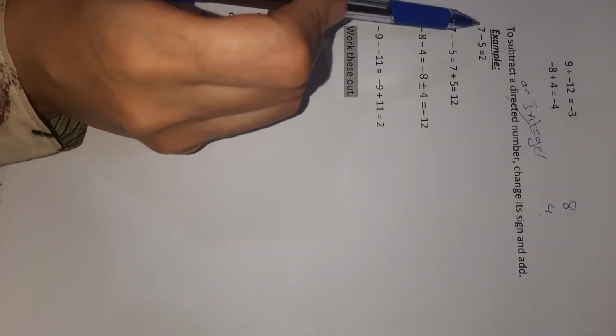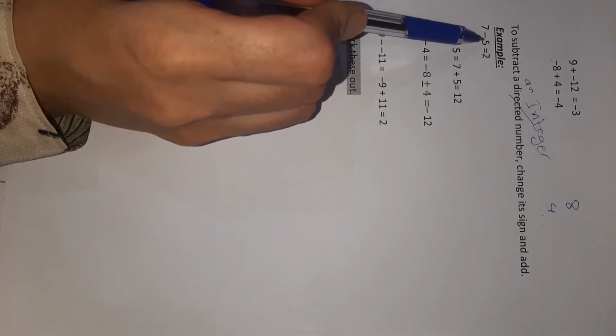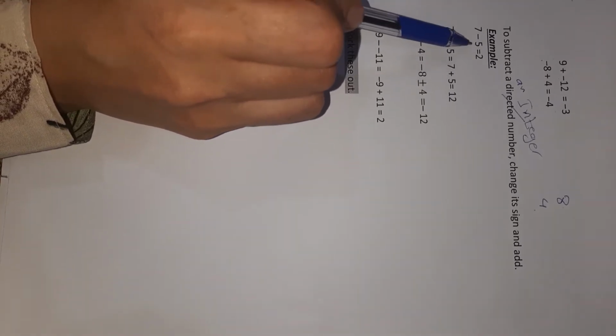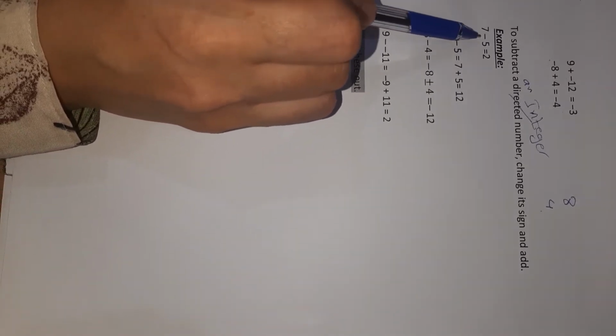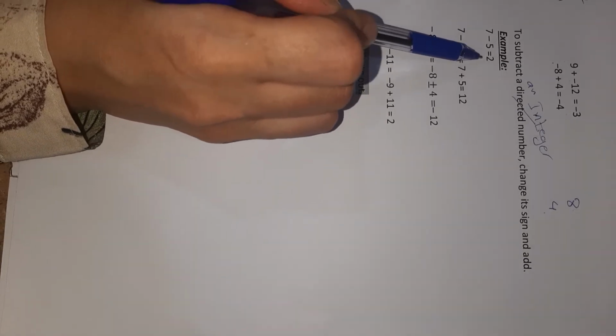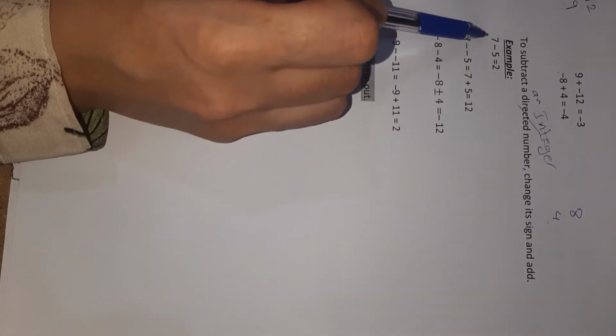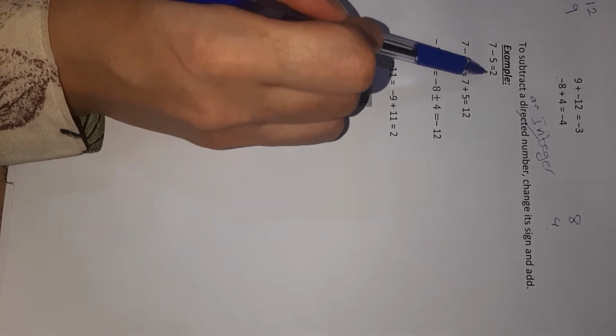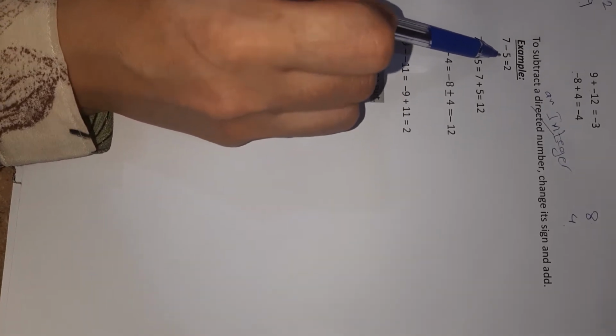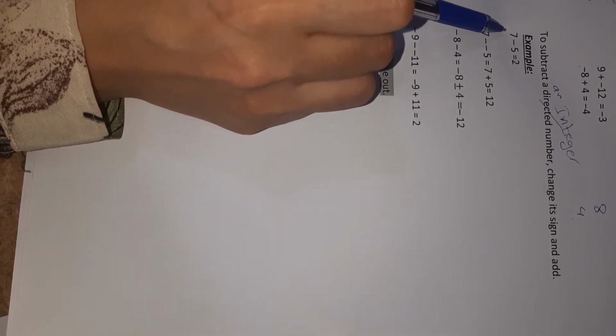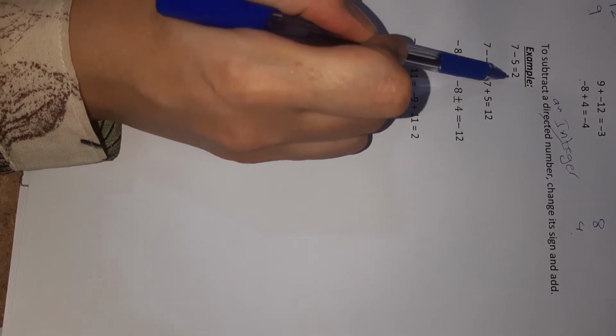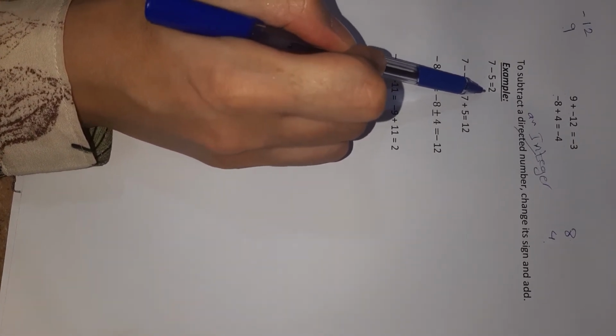Here we have 7 is positive, 5 is positive, 7 is greater than 5. 7 minus 5 equals 2. It means you have to take away 5 from 7. The result is 2.